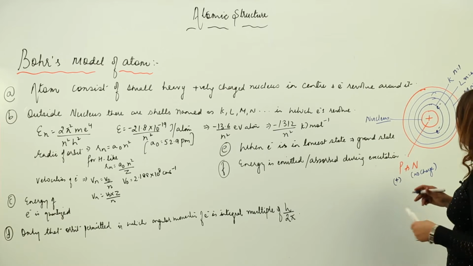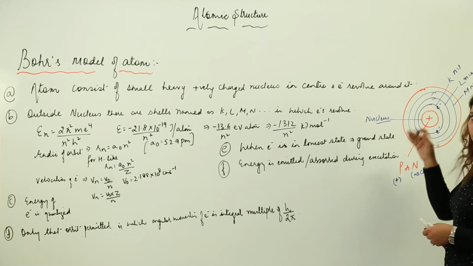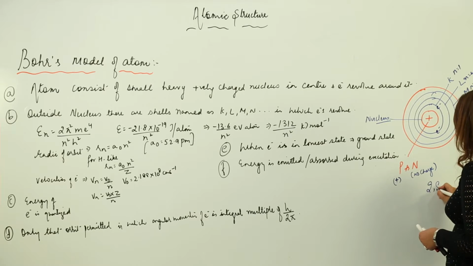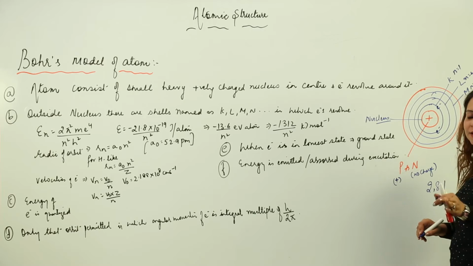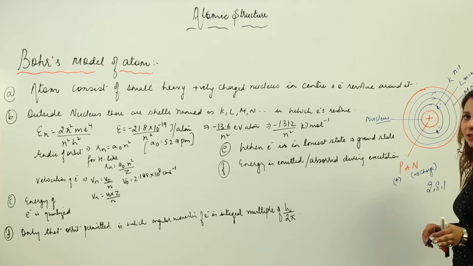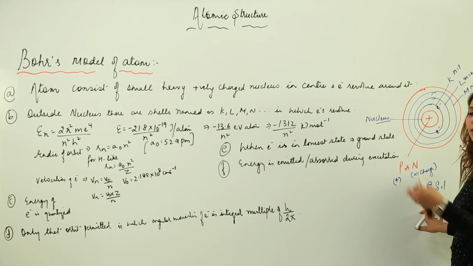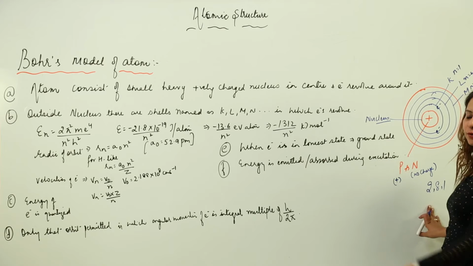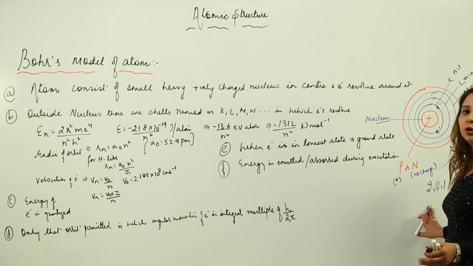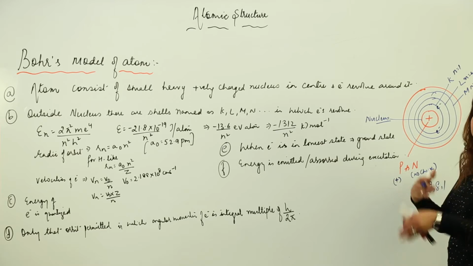For example, if I need to draw an atomic model for sodium, I know the configuration is 2, 8, 1, because as you have done in the 9th or 10th standard, you know this kind of configuration. But later in this chapter I will tell you that we no longer write the configuration in this way, we write it in a different pattern.